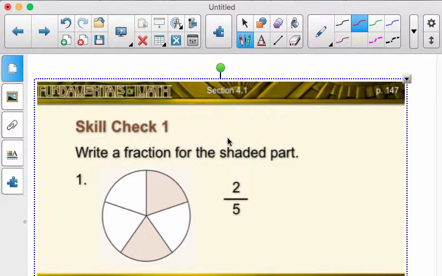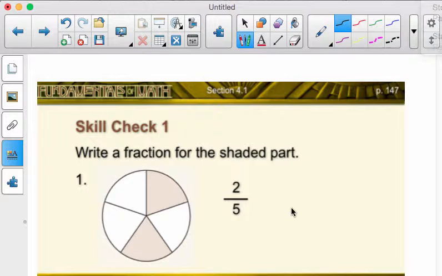Alright, so now let's do this. This is the easy one. It says, write a fraction for the shaded part. Well, notice that we have 5 sections. 1, 2, 3, 4, 5. So we put a 5 as the denominator. 2 of them are shaded, so 2 is our numerator. So that's really simple.